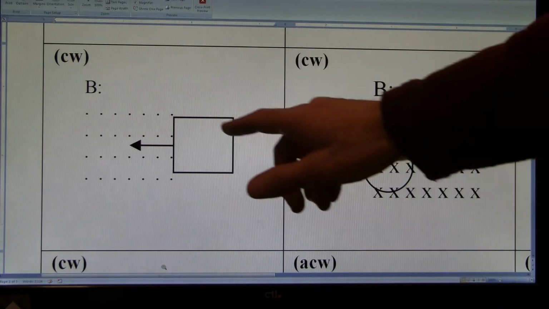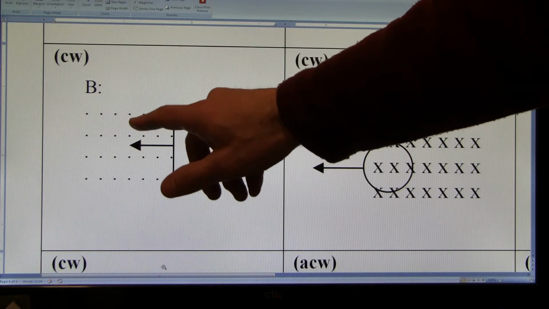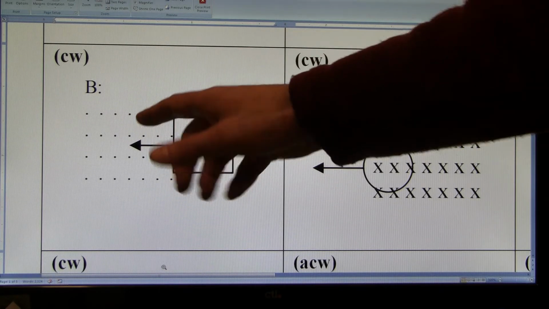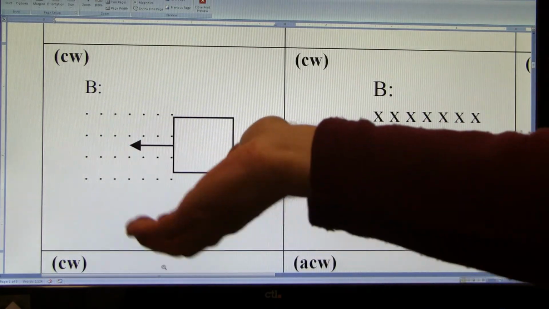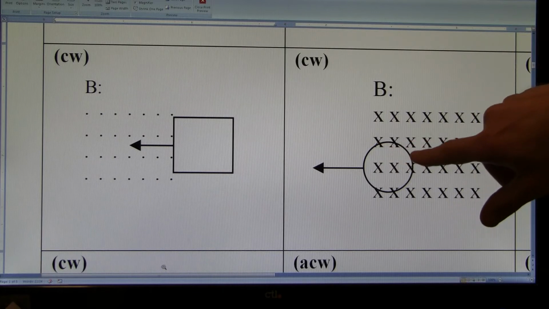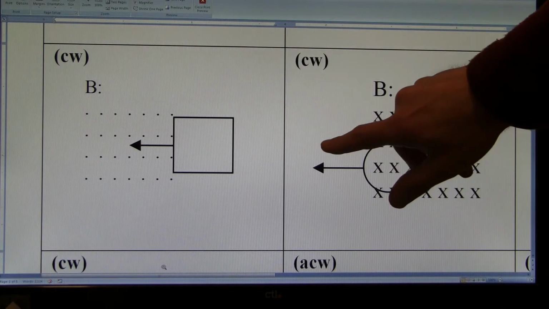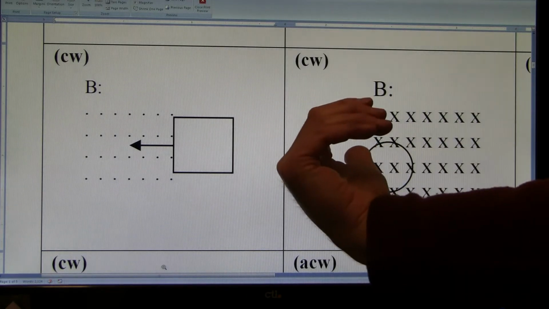Okay. So here we're moving from a region where there's no magnetic field to a place where there is, and we're gaining flux out of the page. So therefore we create flux into the page. We oppose that. If you gain it, you oppose it. All right, there we go. Here we're losing flux because we're going from where there's a magnetic field to where there's not. We're losing flux into the page, so we create flux into the page.